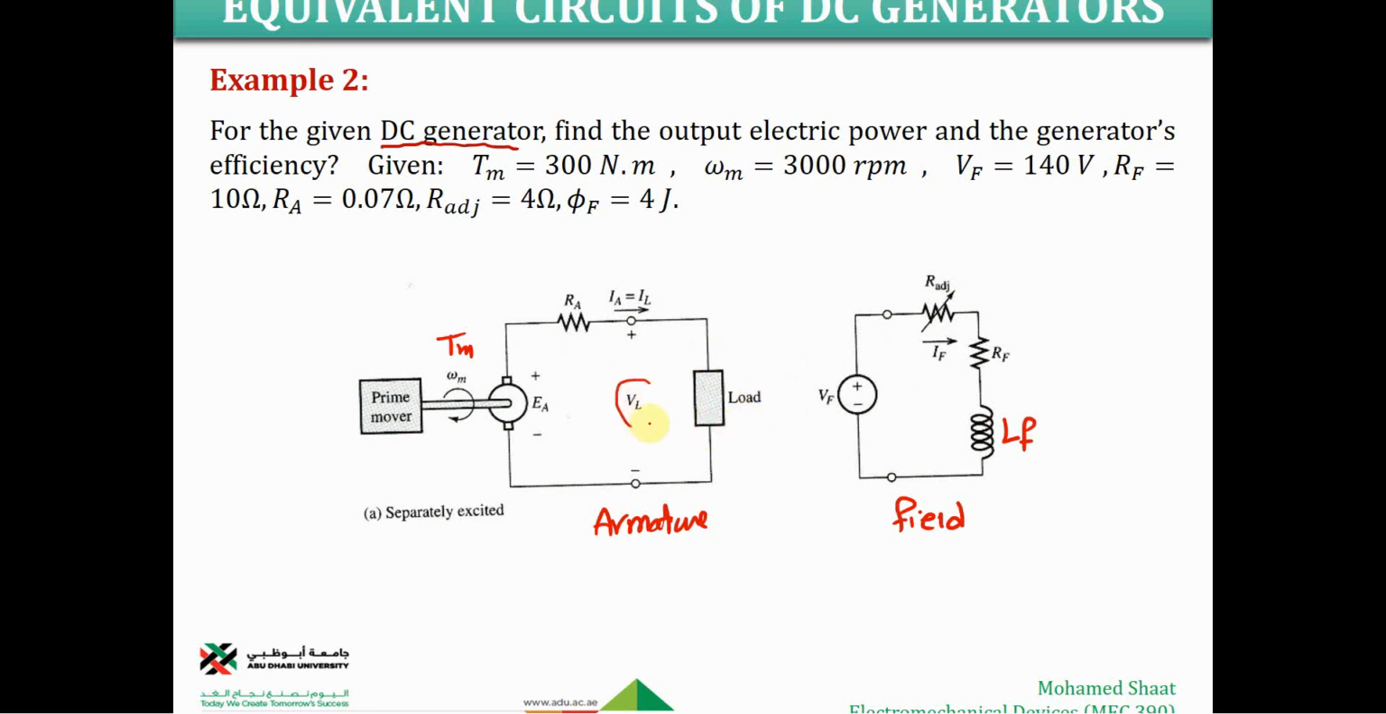And this is going to be the load, which is going to be the output. These, VM and IL, are the essential outputs of this generator, because the generator should receive mechanical energy and provide electrical power. The electrical power is going to be IL, the current, which is equal to the armature current, and VL, which is the output voltage.